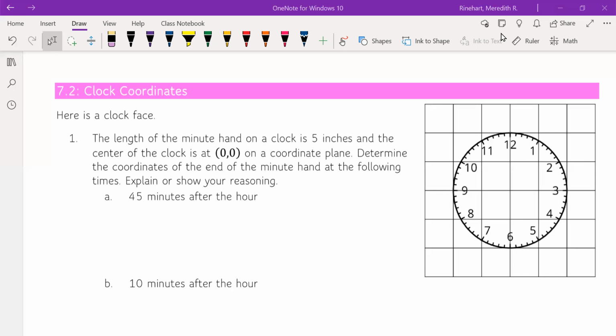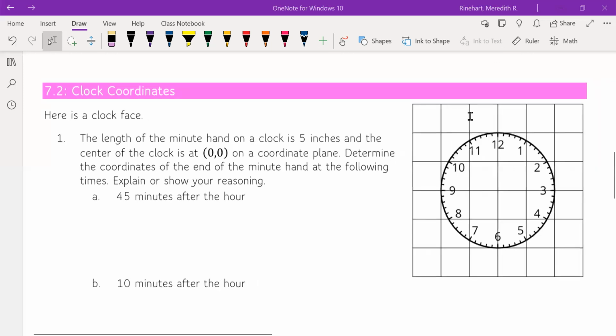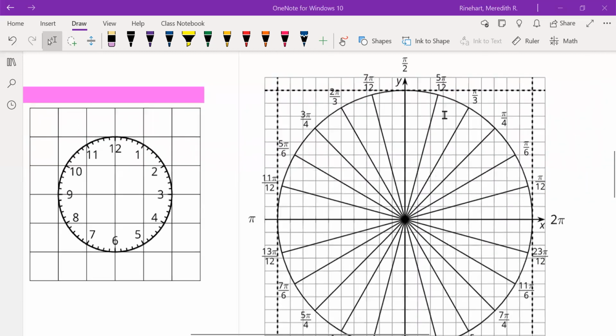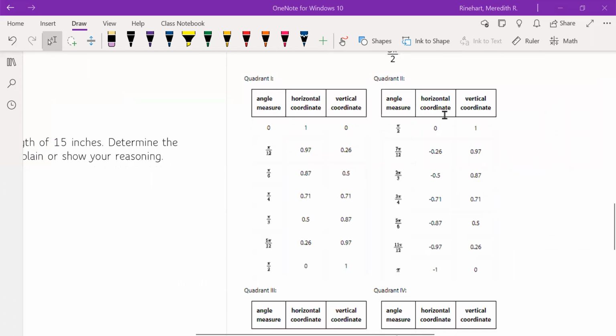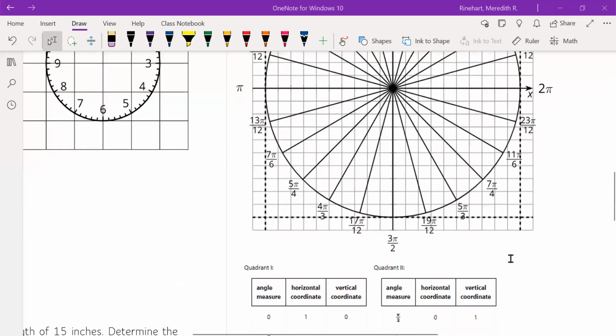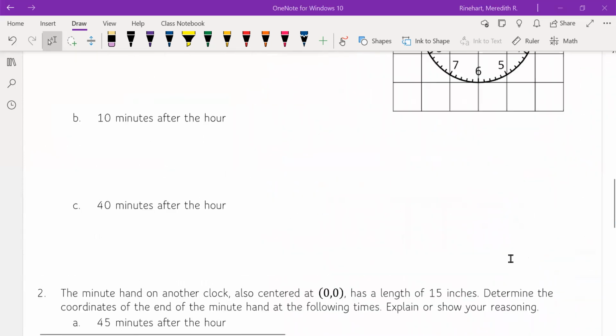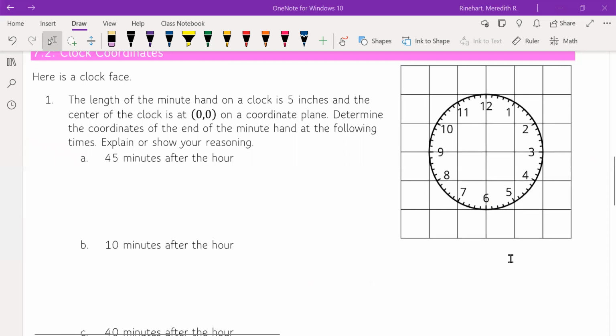In a previous lesson, students have developed a unit circle. Their unit circle should have these approximate values that are on these tables listed for each of the angle measures in radians. We're going to use this unit circle and these approximate coordinates to help us answer our question.